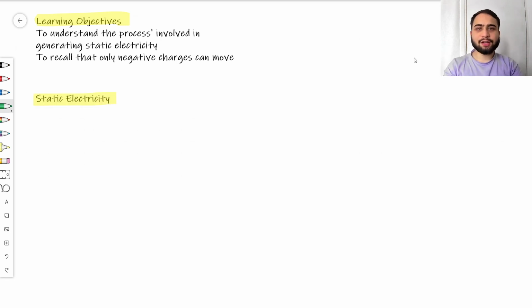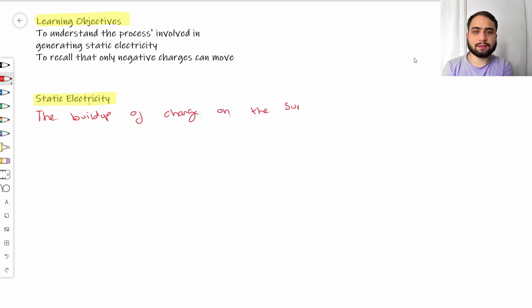Alright, so now let's have a look at what static electricity actually is. Let's have a definition for static electricity. Static electricity can be defined as simply the build-up of charge on the surface of a material. That's really all static electricity actually is.